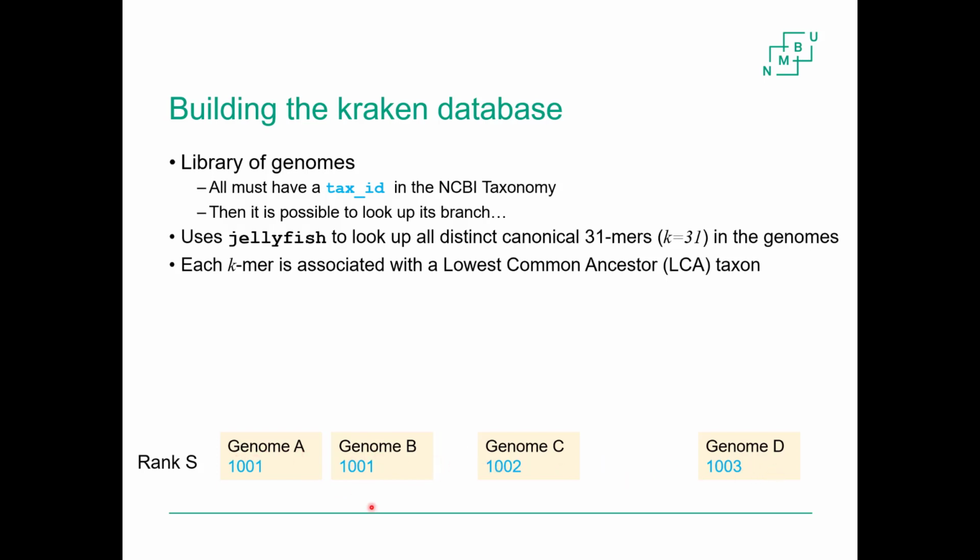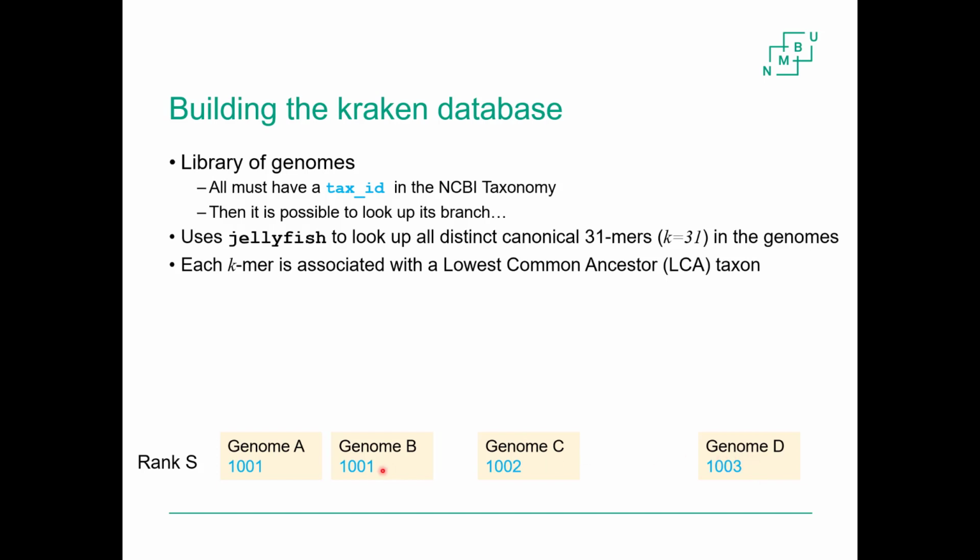Some are lower than species, they are strain, with a tax ID indicating a strain, but some also have higher. But for simplicity, let's say all our genomes are at the species rank. They all have a tax ID which is indicating a species in the taxonomy. Notice these two have the same tax ID, right? So these two come from the same species. But this one is another one, and this is another one.